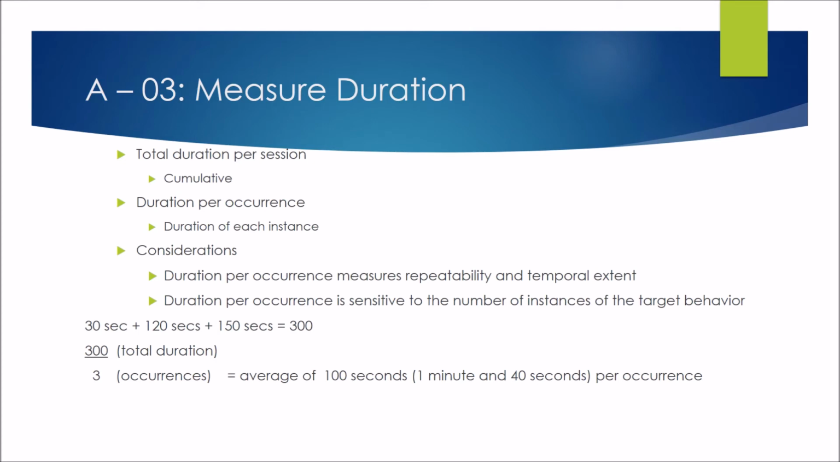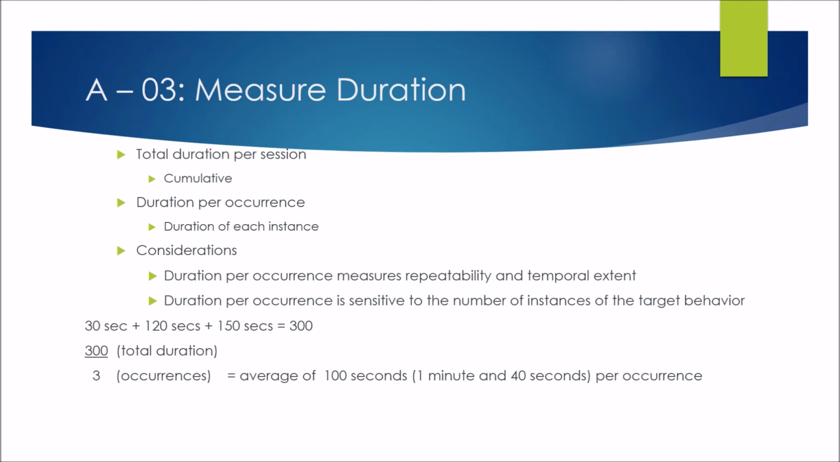There are two ways duration can be measured: total duration per session and duration per occurrence. Total duration per session is the cumulative amount of time in which a person engages in the target behavior. If we wanted to assess the total duration in which a child is engaged with a peer during a 45-minute class period, we would simply start a timer when the child begins to engage with peers and pause the timer when engagement ceases. Then we'd start it again when they begin to re-engage with peers.